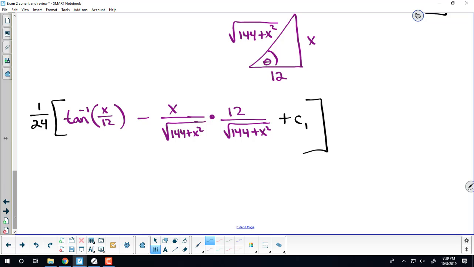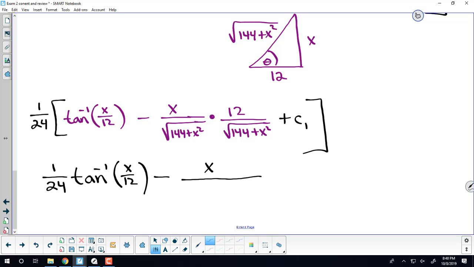Okay, so I guess we would distribute this in just to clean it up. 1/24 inverse tangent of x over 12 minus, our roots go away. We have x. We have 12x over 24. So that 12 and that 24 are going to give us over 2. So we have x over 2 times this thing. The roots cancel out. And then plus some other constant, C1 times 1/24 is that.